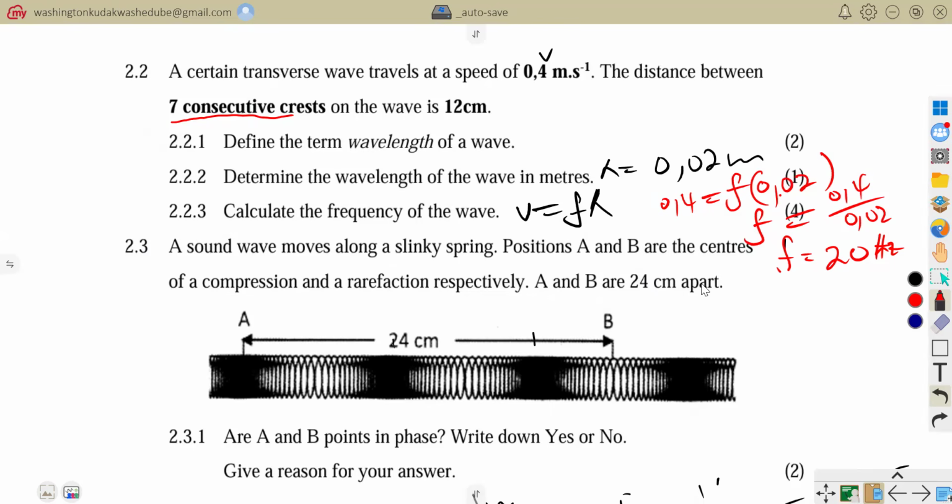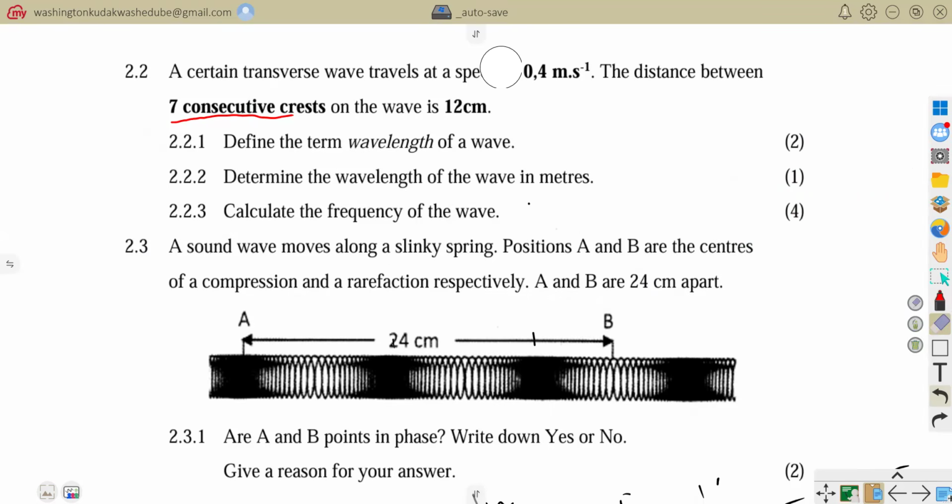Now they're saying that a sound wave moves along a slinky spring, and positions A and B are the centers of a compression and a rarefaction, respectively. A and B are 24 centimeters apart. Are A and B points in phase? Yes or no? So we want to know, how do you determine points that are in phase?